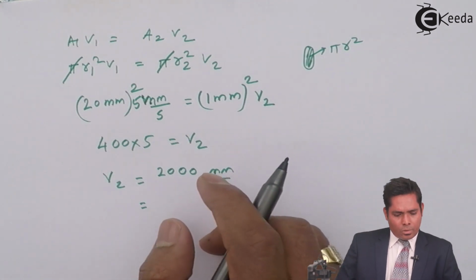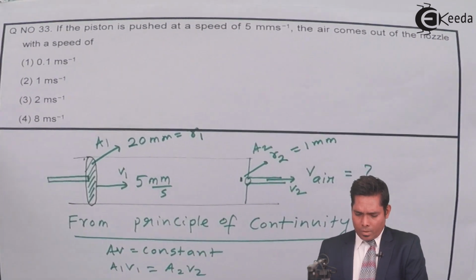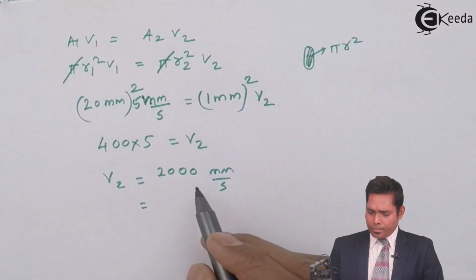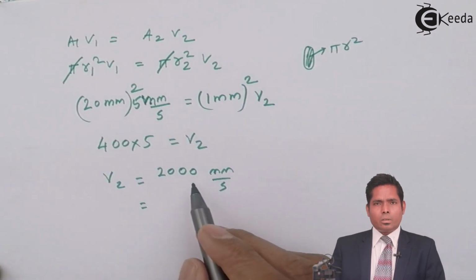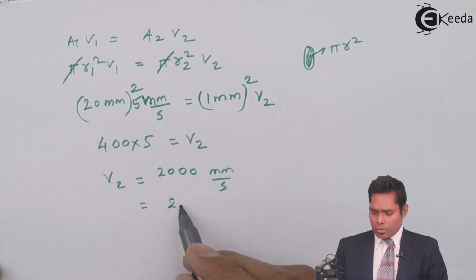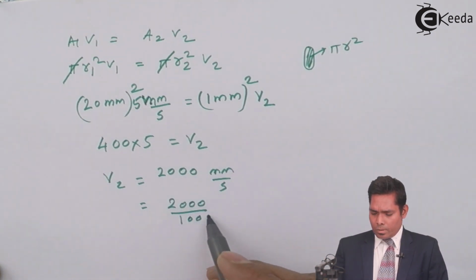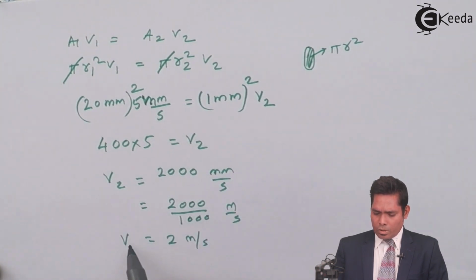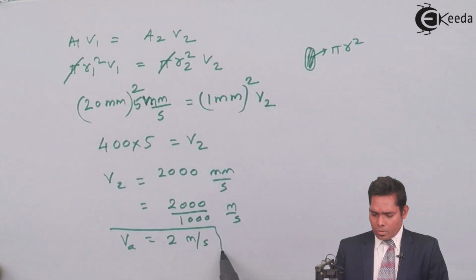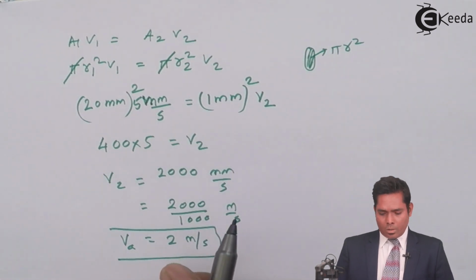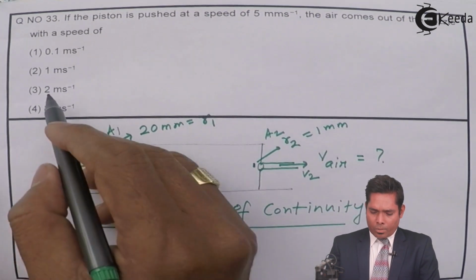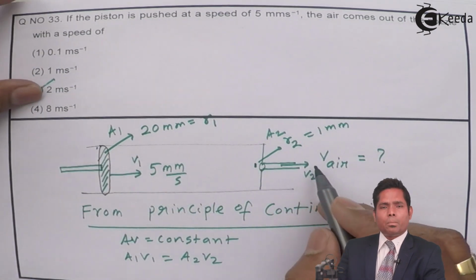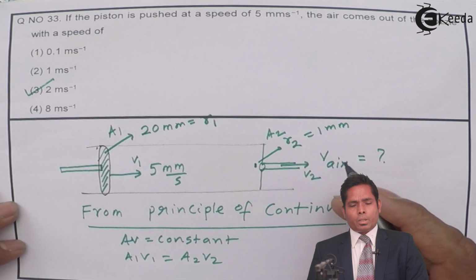If I look at the options, the options are in meter per second, so I have to convert that into meter per second. So I have to divide by 1000 to convert it into meter per second. So it is 2 meter per second. This is the speed of air that comes out of the nozzle. If I see this, then option number 3 is correct, 2 meter per second. So the speed with which the air will come out is 2 meter per second.